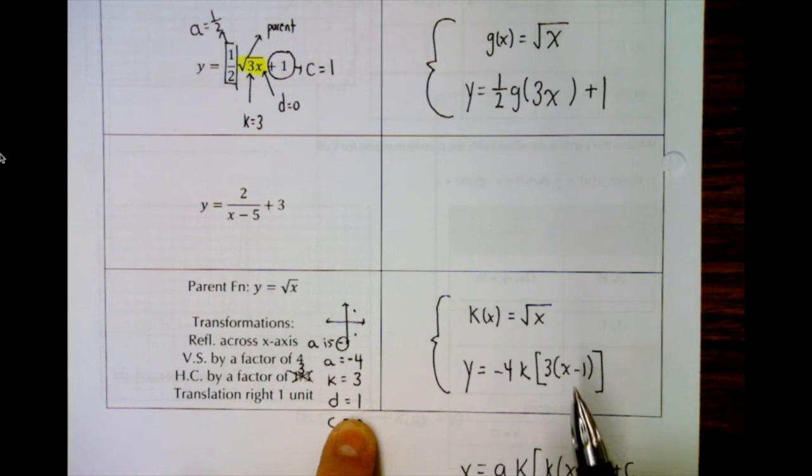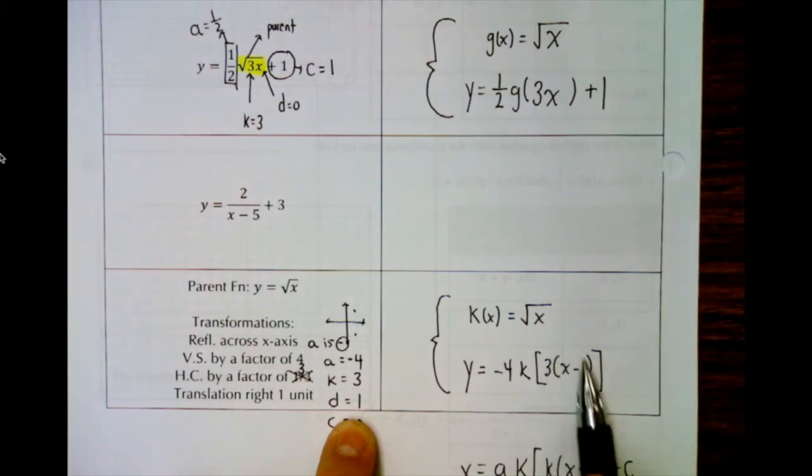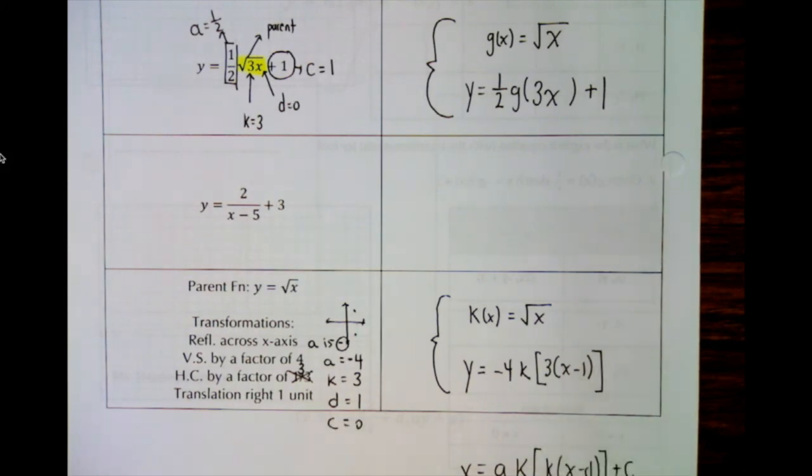If you wanted to expand the 3 and make it 3x minus 3, that would also be an acceptable answer for your transformation equation. If you want to leave it structured like this, that's okay too.